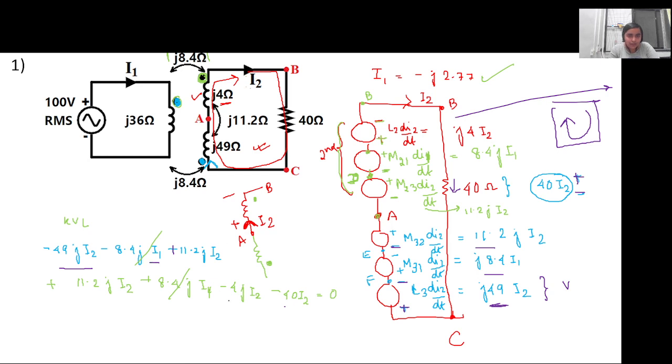Now the I1 terms get cancelled. So the rest of the terms that we have are minus 49j, plus 11.2j, plus 11.2j, then minus 4j and minus 40. All of these have I2 terms. So if we take the numerator on the other side, I2 times whatever is equal to 0. This particular term will come here, minus 49j whatever, equal to 0.